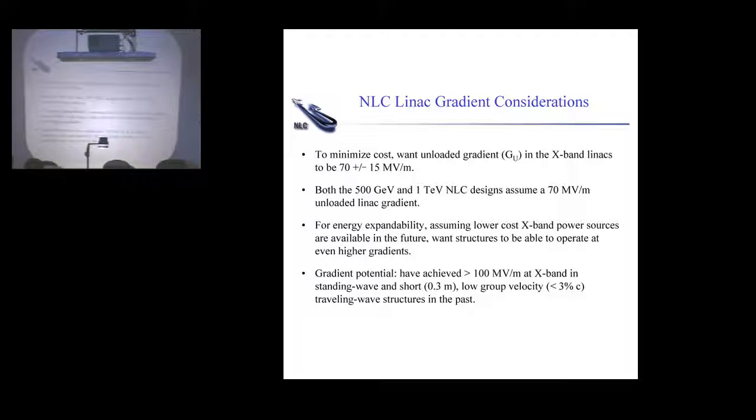And in fact, for both the 500 and our 1 TeV designs, it's based on 70. In the case of the 1 TeV, initially we'll build just basically half the LINAC, and the other half will be a drift section. And so that's what we're aiming for in both of these designs. However, in the future, if it turns out for that second half of the LINAC that the power sources get cheaper, you may want to run at an even higher gradient, so you want to be able to hopefully show that your structures will run at even higher gradients in the future.